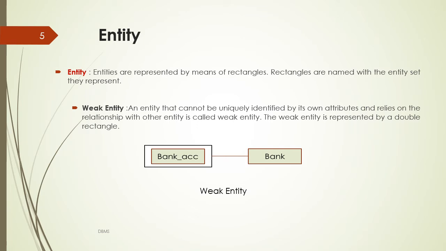Now how will you identify the bank account? You have both the accounts with the same numbers. So how will you identify? You will identify the bank account by the name of the bank, right? So the bank account, even if it is an entity, is a weak entity because it has to depend on the name of the bank. So bank account is a weak entity which is in relationship with a bank. Unless you know the name of the bank, you will not be able to identify a bank account.